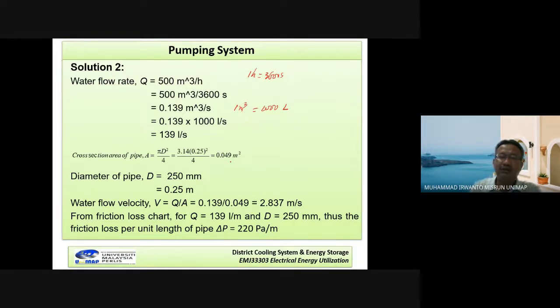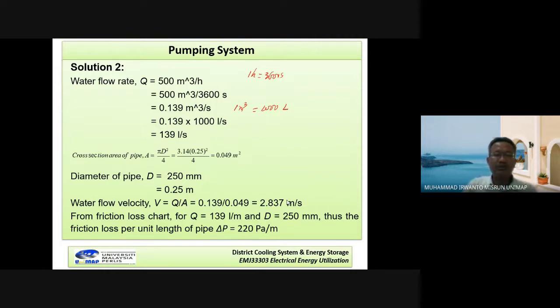Now the velocity is given by Q over A. Please take the unit in SI, meter cubed per second. So 0.139 over A, 0.049 here. We obtain 2.837 meter per second. It is the velocity of the chilled water flow through the pipes. The velocity is 2.837 meter per second.